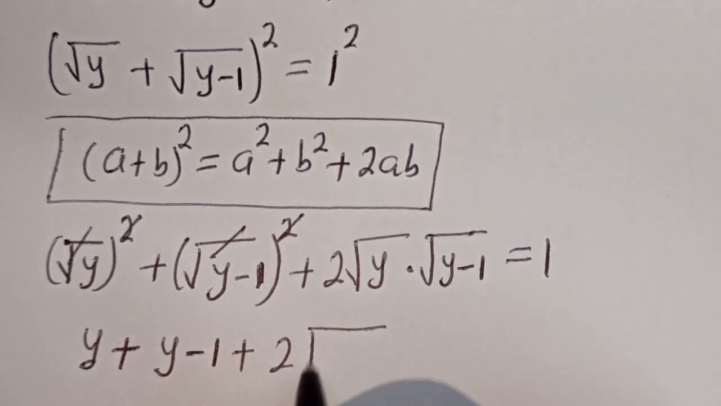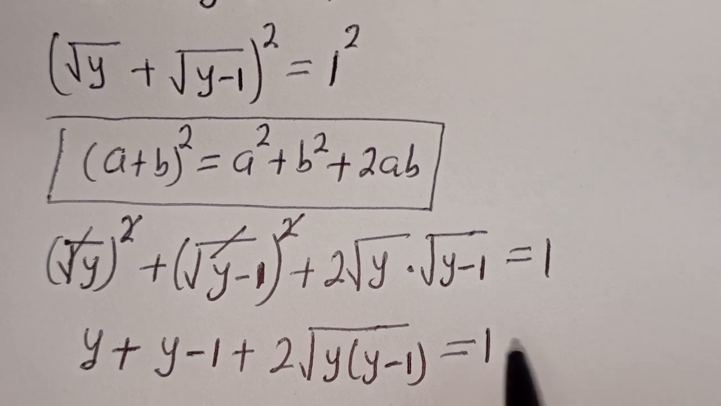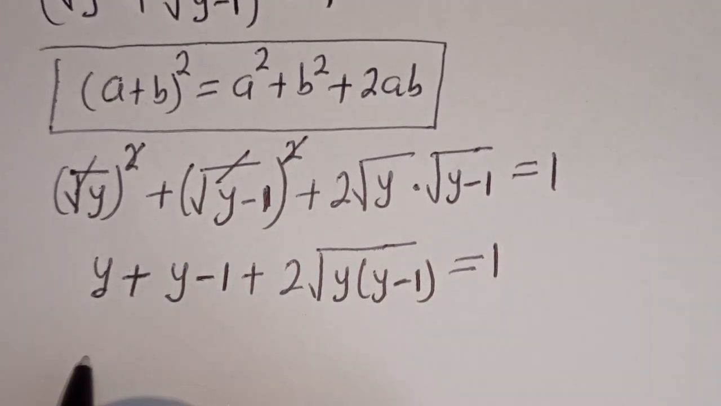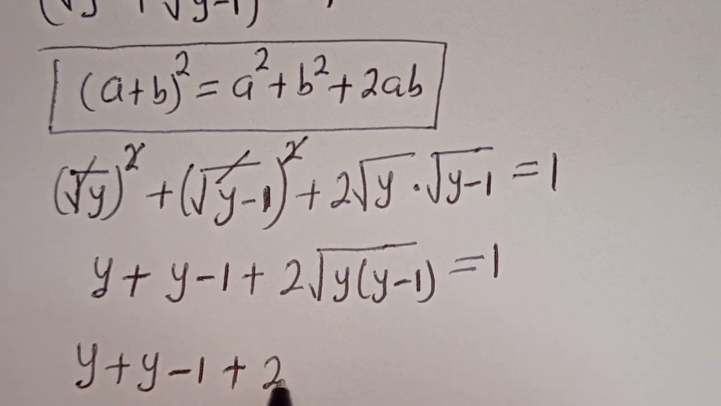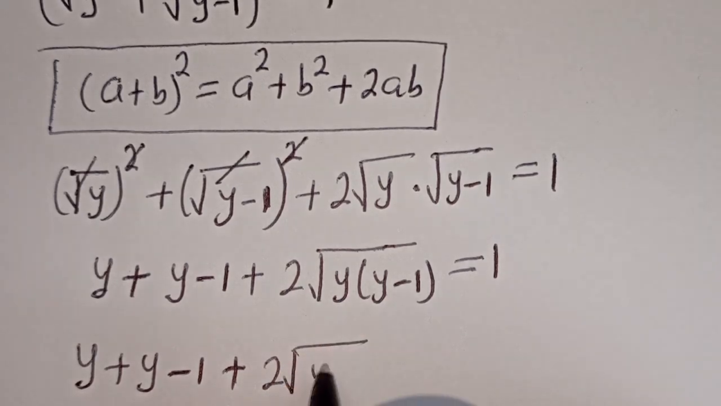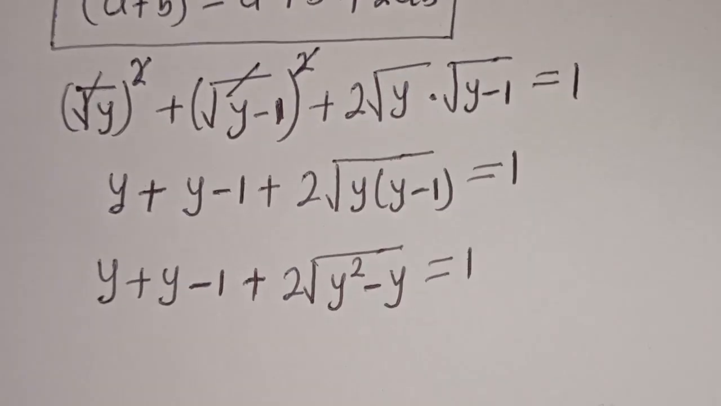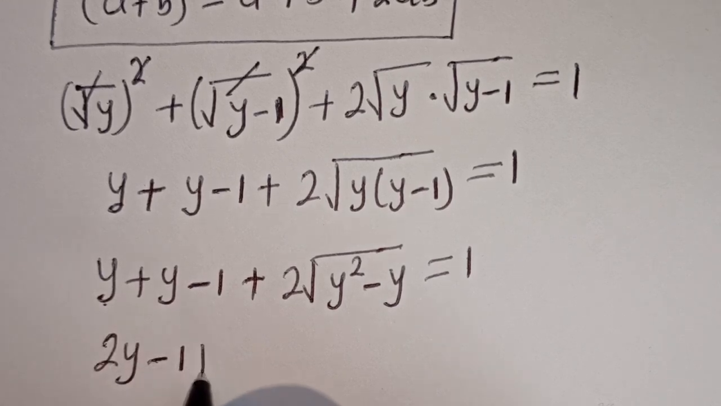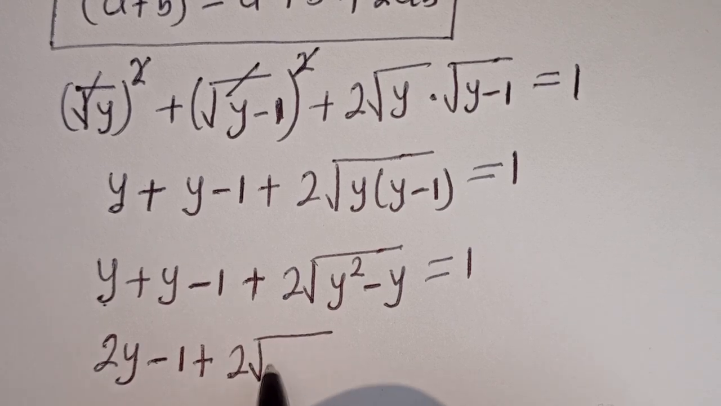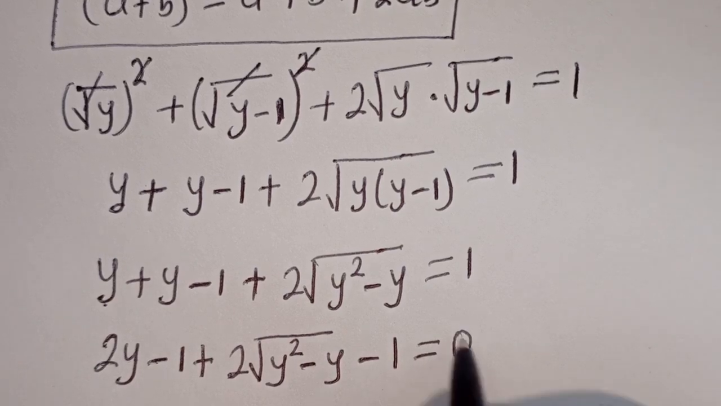root y bracket y minus 1 is equal to 1. Here we have y plus y minus 1 plus 2 root y times y, that is y squared, minus y times 1, that is y, is equal to 1. Now let's equate everything to 0. y plus y, this is 2y minus 1 plus 2 square root of y squared minus y minus 1 equal to 0.